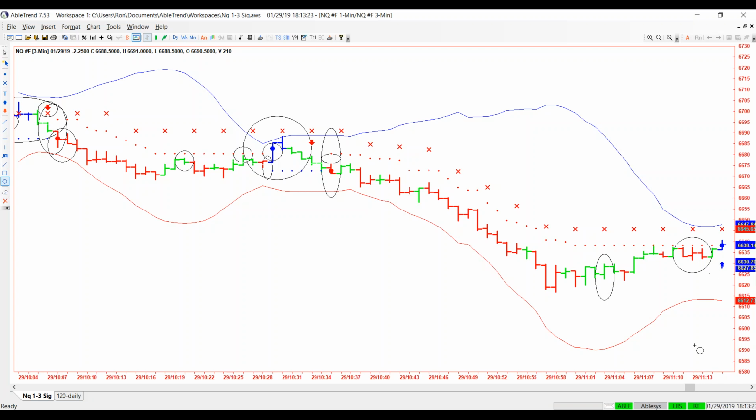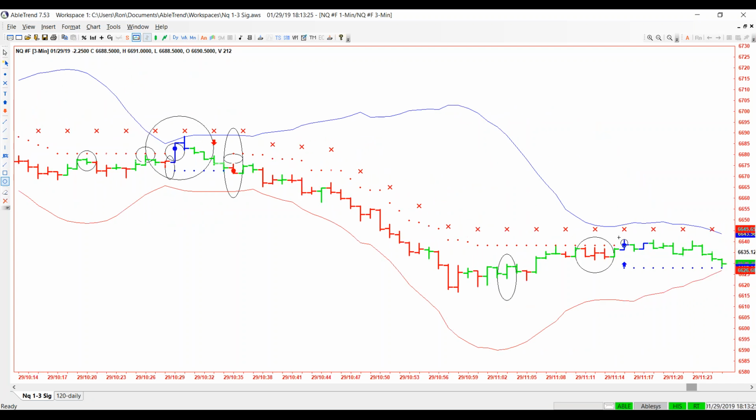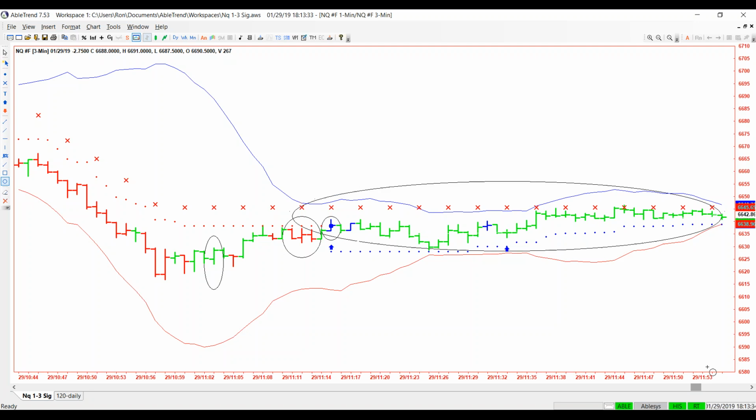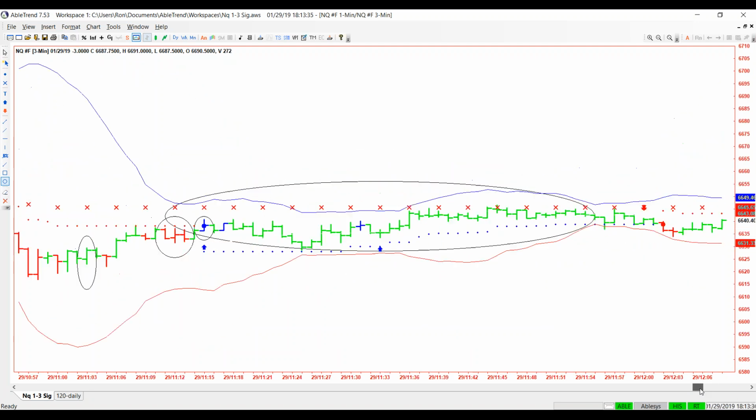Right back in again. Sweet spot. And we gave back 2 points. Not bad, you know. You don't mind losing 2 points after you just won 41. Real big, long, no trade zone. Look at this note. Look what Abletrend told us right here at 11:15 Eastern Time. It told us it's just going to go sideways. Don't do anything right now.